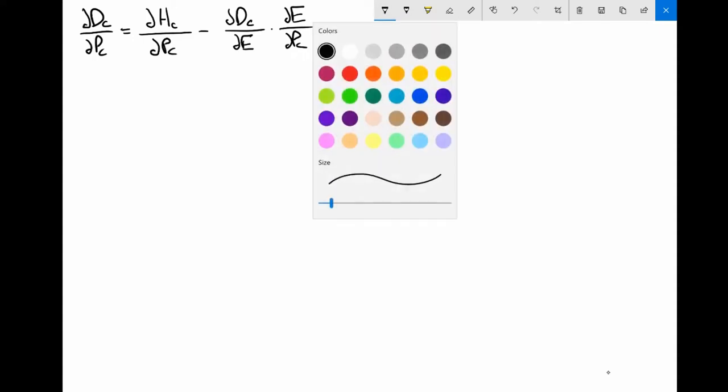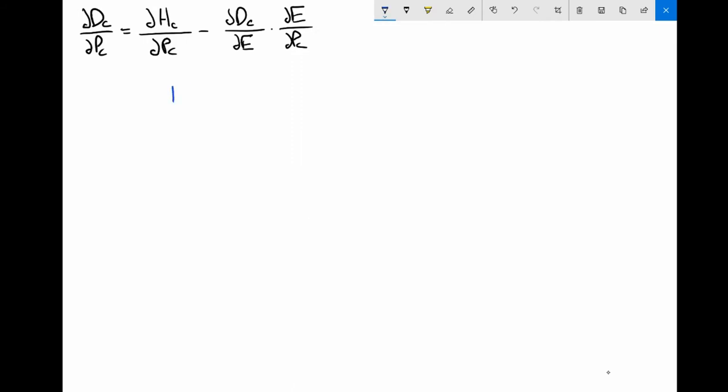Well, let's remember a couple of things. First, let's remember that E is the optimal expenditure function. We get this from solving the expenditure minimization problem and then plugging the optimal values back into the expenditure function. This is a function that gives us income. The output of this function is income.